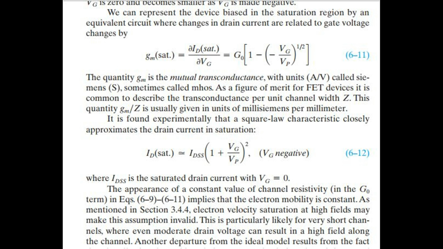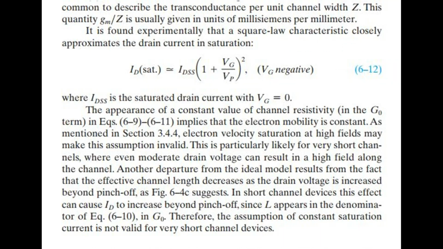This is particularly likely for very short channels, where even moderate drain voltage can result in a high field along the channel. Another departure from the ideal model results from the fact that the effective channel length decreases as the drain voltage is increased beyond pinch-off, as Fig 6.4c suggests. In short channel devices, this effect can cause drain current to increase beyond pinch-off, since L appears in the denominator of EQ 6.10, in G0. Therefore, the assumption of constant saturation current is not valid for very short channel devices.